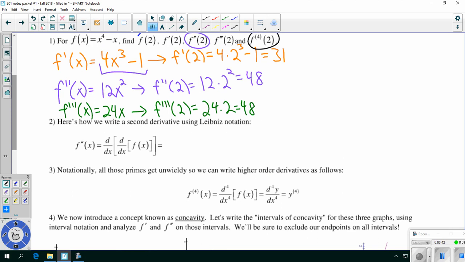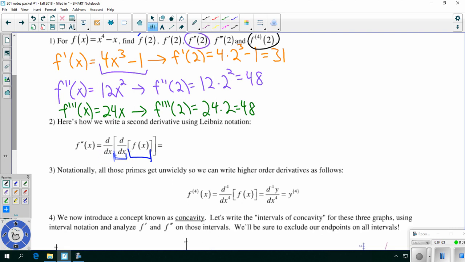So number 2 says, here's how we can write a second derivative using Leibniz notation. So we know that f double prime now means the derivative, that's this symbol, means take the derivative of whatever you see next, of the derivative of f of x. And so hopefully that's clear that that's the second derivative.